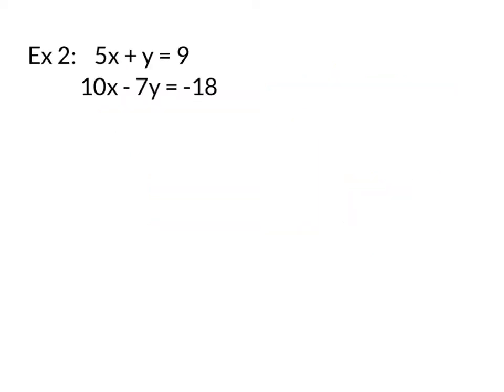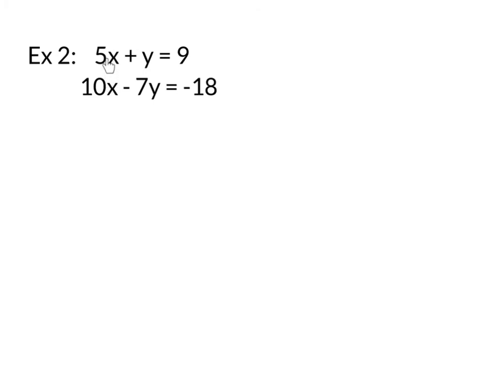So here's our second example. If I add these equations up right now, let's see what we get. I would get 15x, plus 1y minus 7 would be negative 6y equals negative 9. None of my variables were eliminated. I still have an x and a y. So what I need to do is instead of just adding them up, I am going to multiply one or both of my equations by some number so that when I do add them up, one of my variables will cancel.